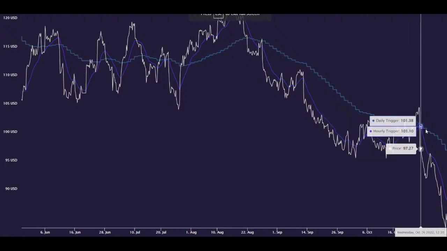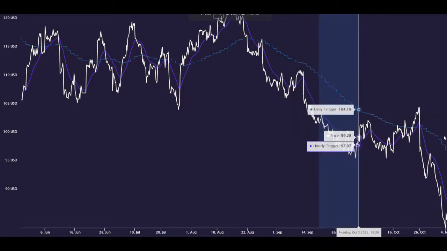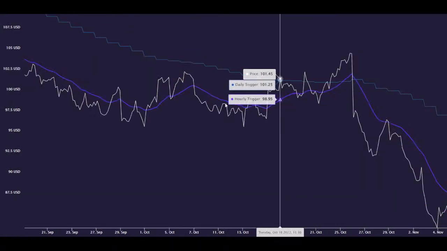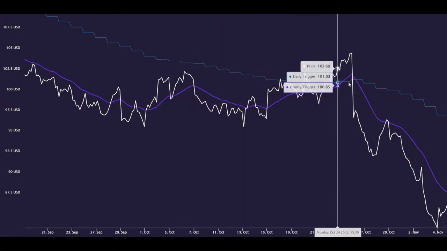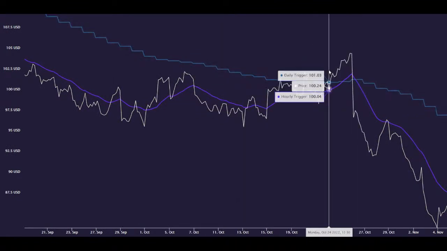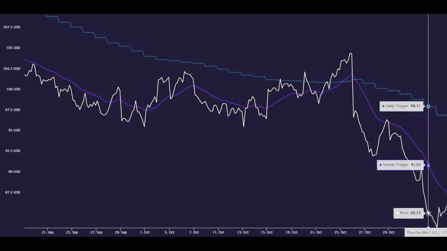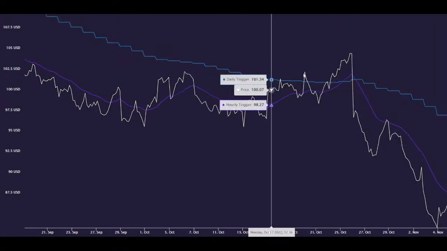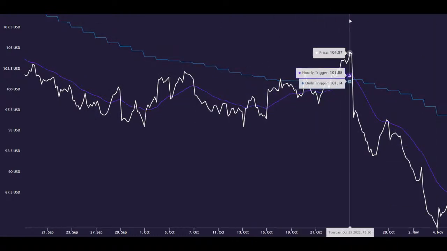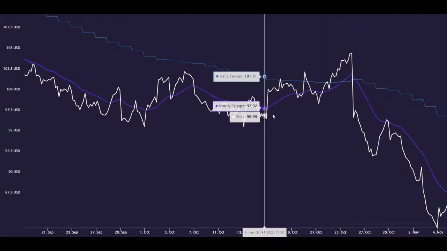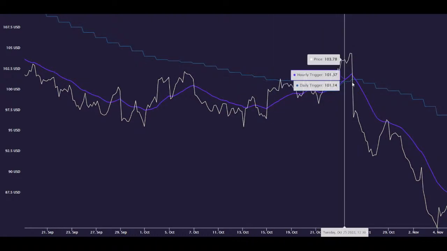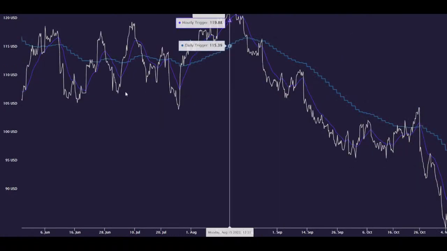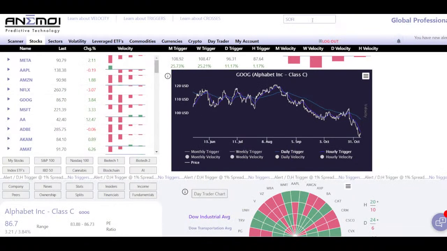Okay, so here, this is an example of a beer plane, actually. A beer plane is exactly the opposite of an airplane. The hourly trigger comes up to test the daily trigger, resolves to the downside, and price gets crushed. So it works both ways. The hourly trigger either comes down to the daily trigger, resolves to the upside, and that's a bullish move, or the hourly trigger comes up to test the daily trigger, resolves to the downside, and that's going to be a really bearish move. So let's take a look at BBBY.